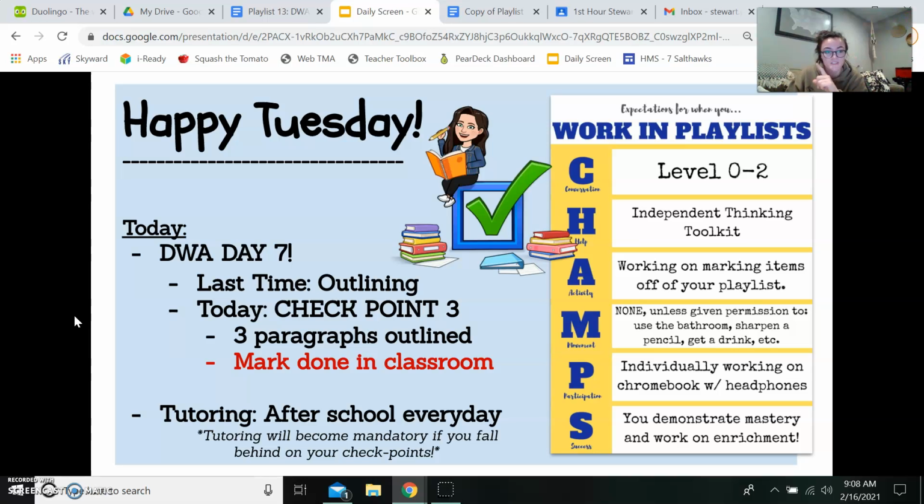What you'll need to do is go into Google Classroom, find checkpoint 3 in your week 13 work, and then mark it done. That way I know that you've done it and you don't have to stay after school with me. So please make sure that you do that.